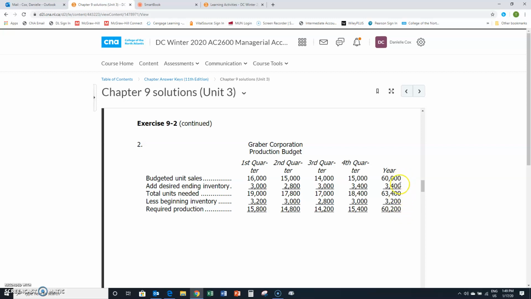So again, make sure that desired ending inventory is what you're ending off the period with. Your beginning inventory is what you started the period with. Don't add them.